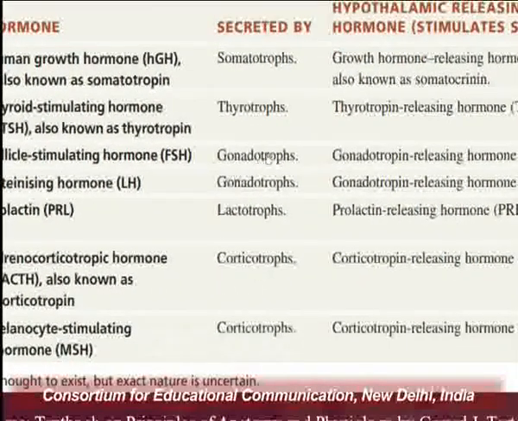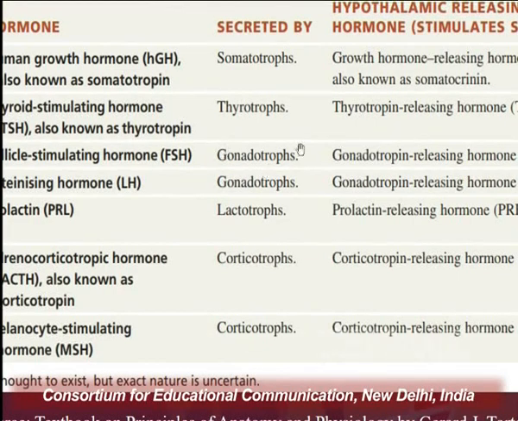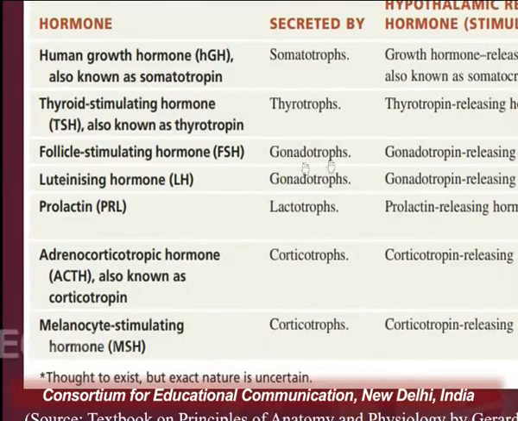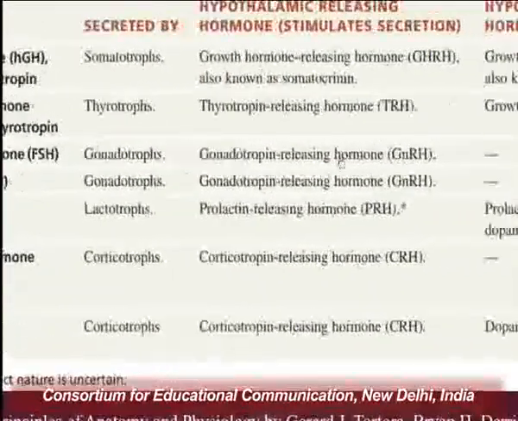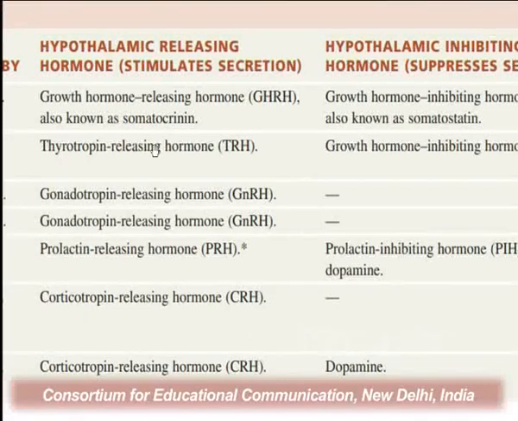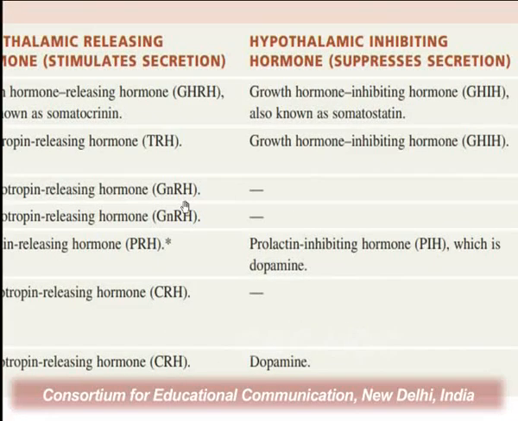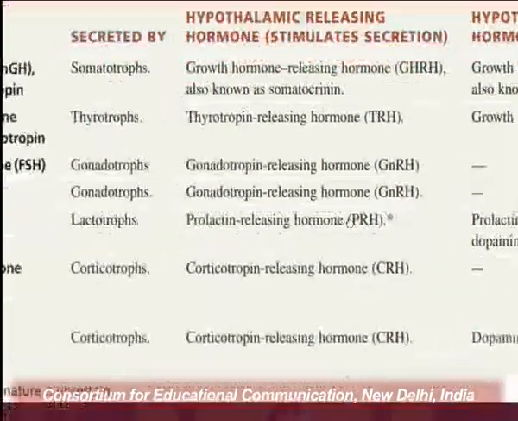Now let us have a look at these gonadotrophs. What regulates gonadotrophs, which were producing LH and FSH, both of these hormones? So these gonadotrophs, if you look here, are stimulated by gonadotropin releasing hormone, GnRH, which is released by the neurosecretory cells of the hypothalamus, but you will find there are no inhibitory hormones in the hypothalamus for them.